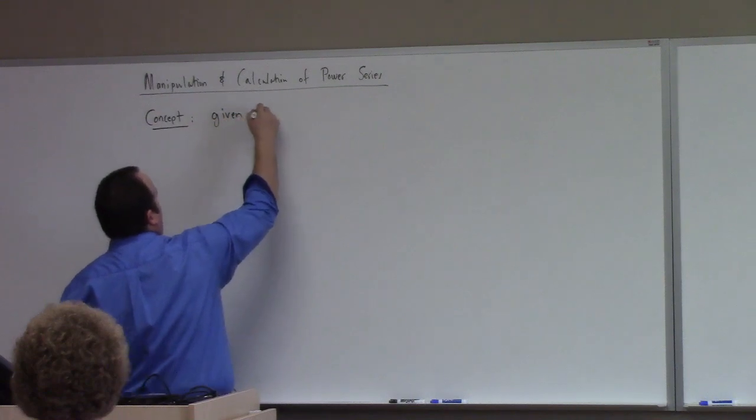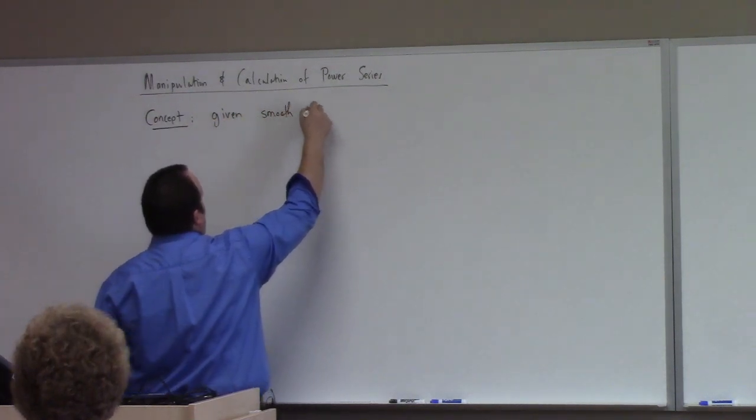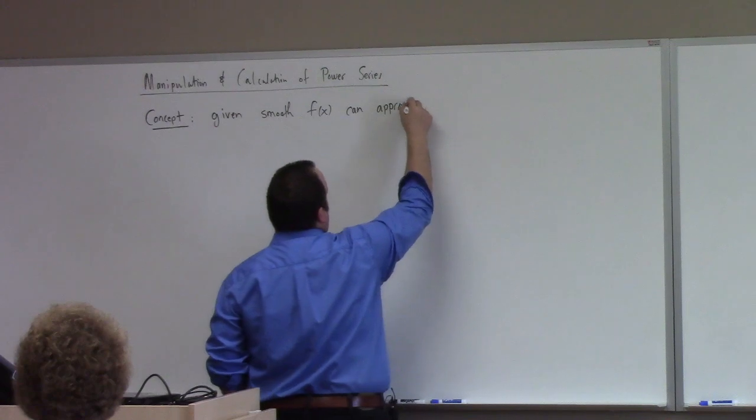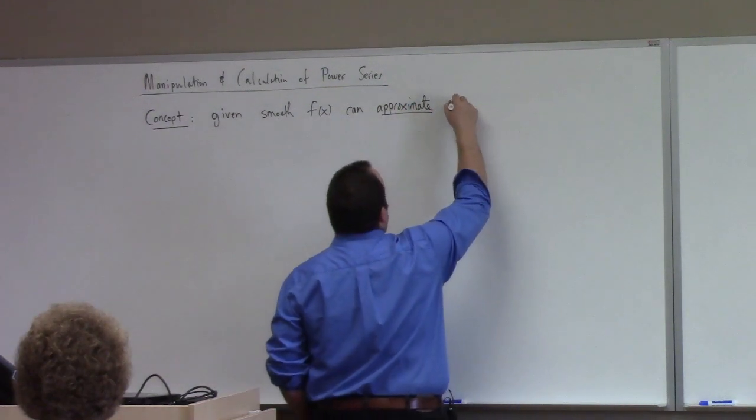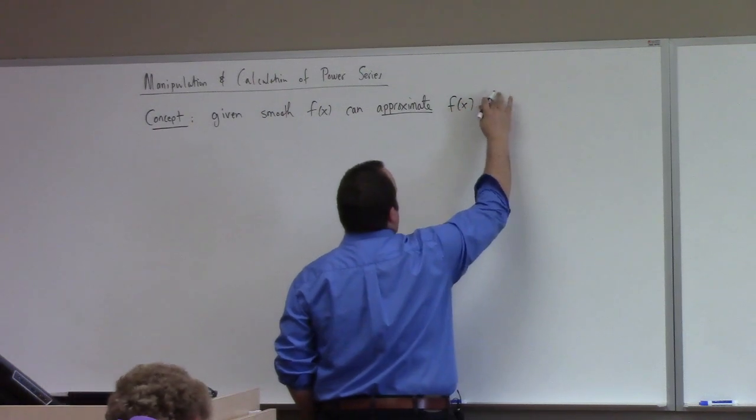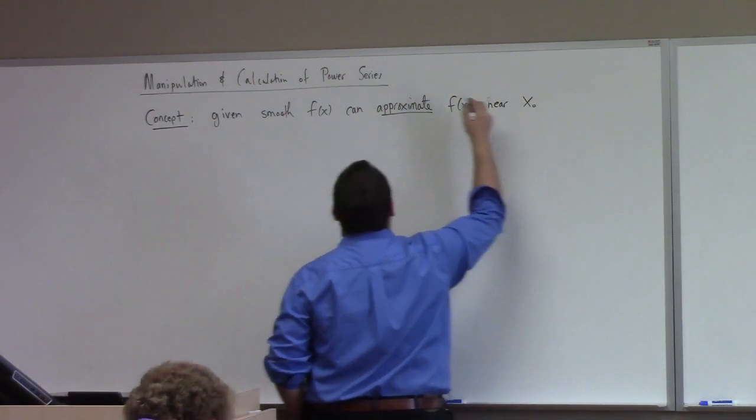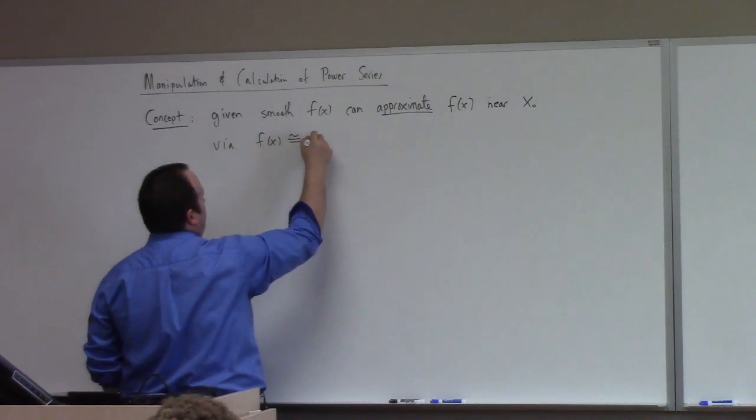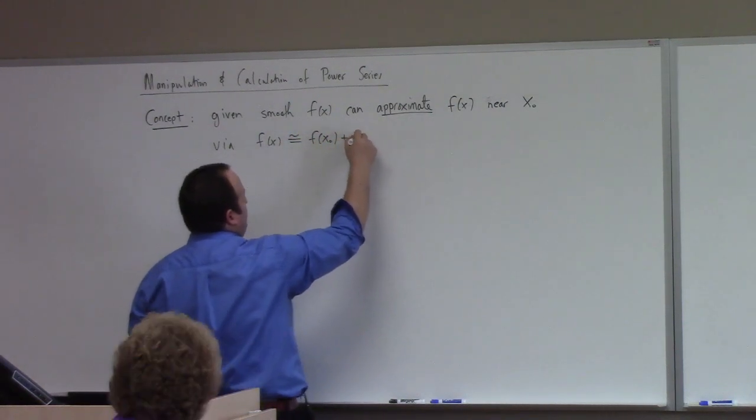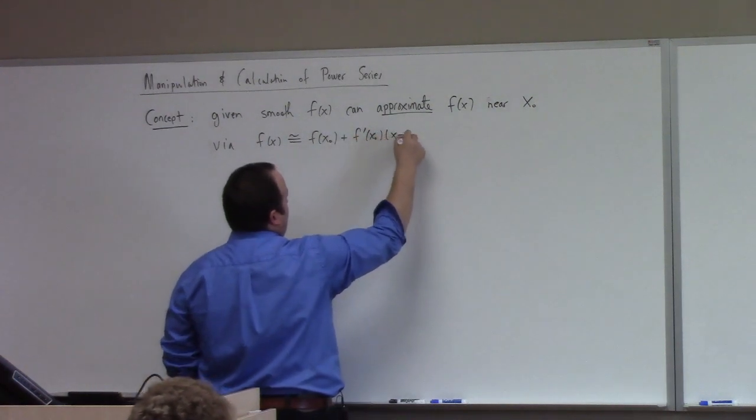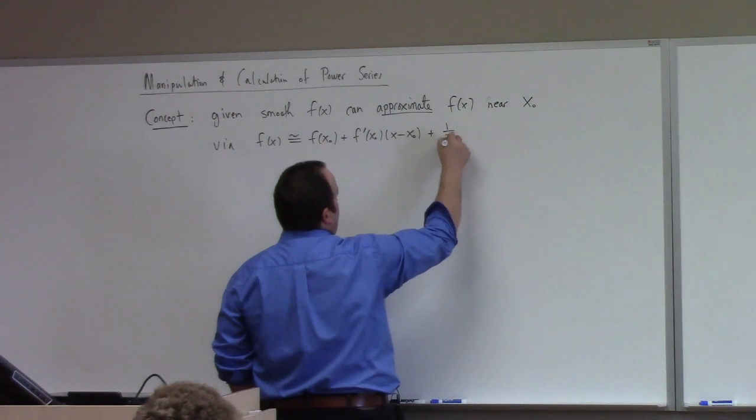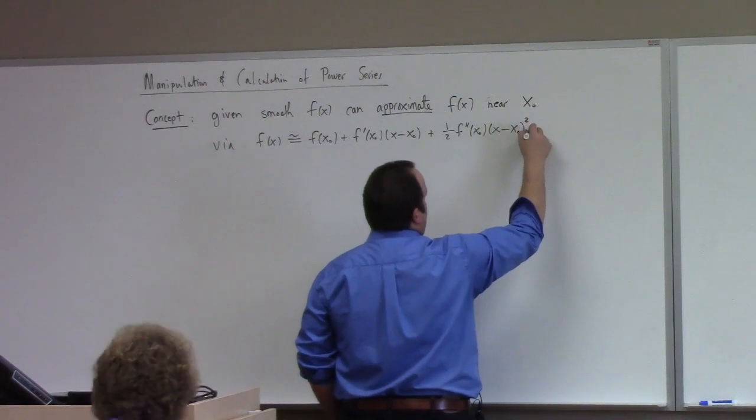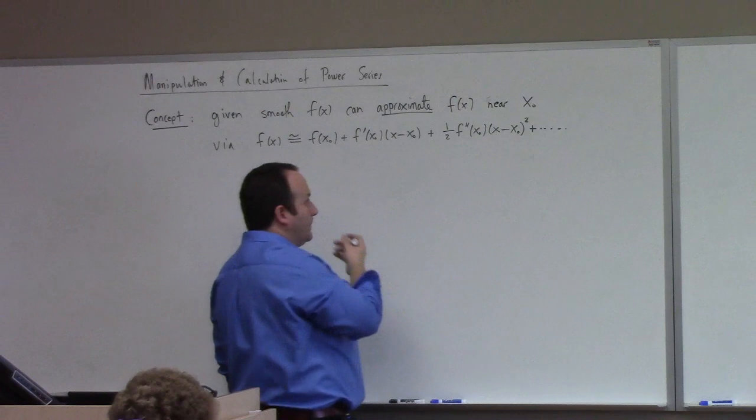Given a smooth f of x, we can approximate f of x near x naught via f of x is approximately equal to f of x naught plus f prime of x naught times x minus x naught, plus 1/2 f double prime of x naught times x minus x naught squared, and then more terms, all right?